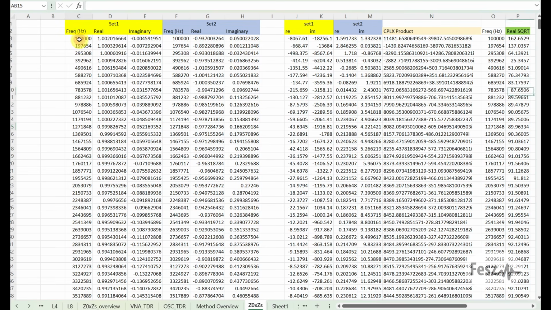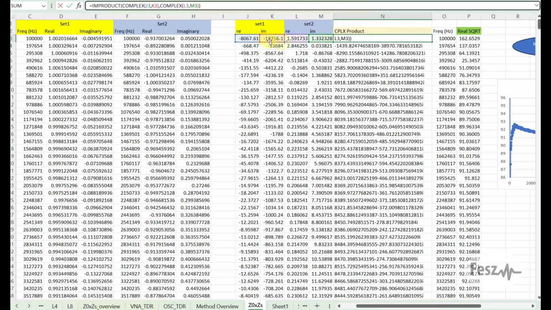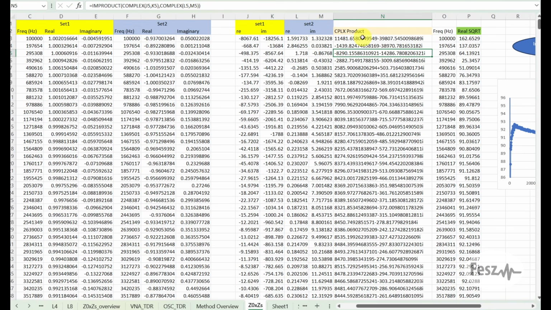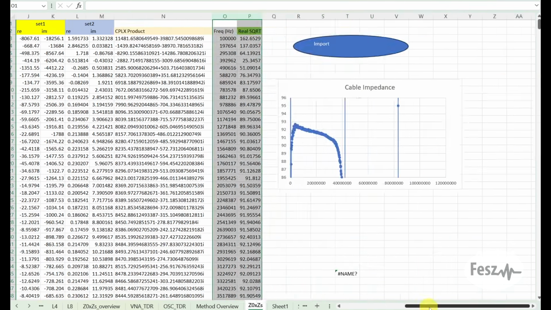So first, the S-parameter data is inserted, for the two measurement sets. These first need to be converted into sets of real and imaginary impedance. From this, then you perform the complex multiplication using the built-in formulas that Excel has. And then I did a square rooting of this previous value and just kept the real part. So finally, I took both the calculated values as well as the frequency and plotted them out in a graph and zoomed in to the area of interest.